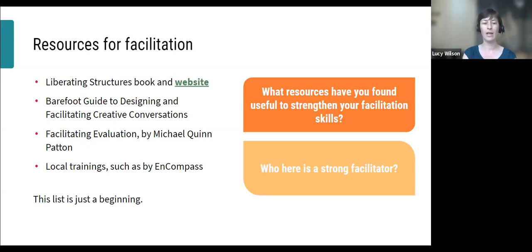Again, if you have any resources that you've used to expand your facilitation skills, please add those to the chat and we'll review them in a minute. And who are the really good, confident facilitators that could support momentum teams with CAM approaches? If you have recommendations, put those in the chat too.